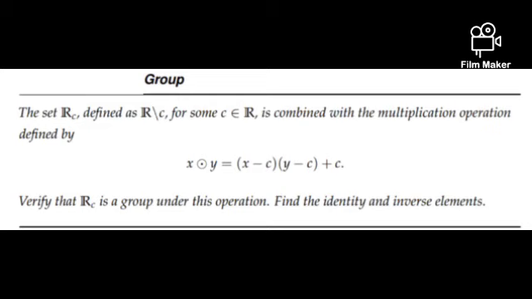And this is an example of a mathematical problem where the operation multiplication on the set of real numbers is given a new definition. We read, let the set R_C, defined as the set of real numbers that can be divided by C for some C element of R, be combined with the multiplication operation defined by this. This is the new definition of multiplication of two real numbers x and y.